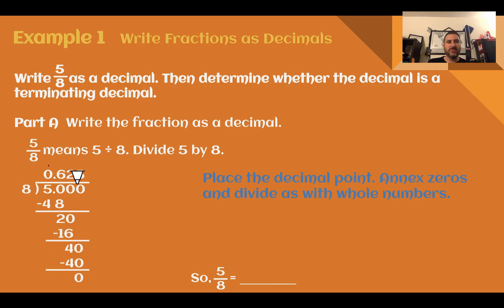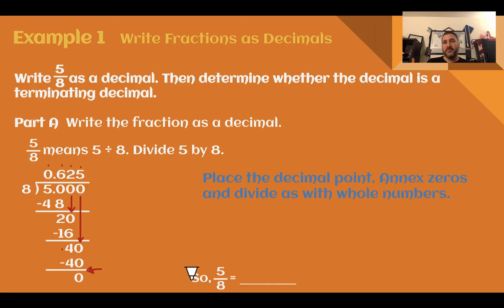8 goes into 5 0 times. 8 goes into 50 6 times, and 8 times 6 is 48. Subtract, we have 2 left over. Bring down the 0. 8 goes into 20 twice, which is 16. Subtract, we have 4 left over. Bring down the 0. 8 goes into 40 exactly 5 times. We have a remainder of 0.